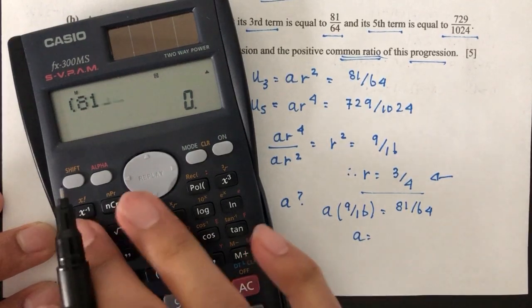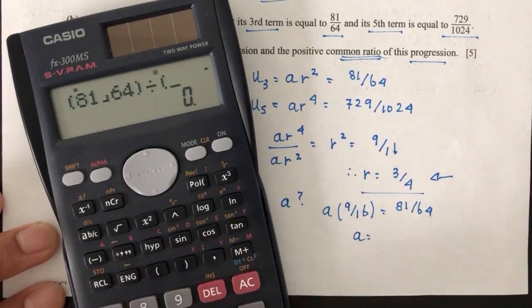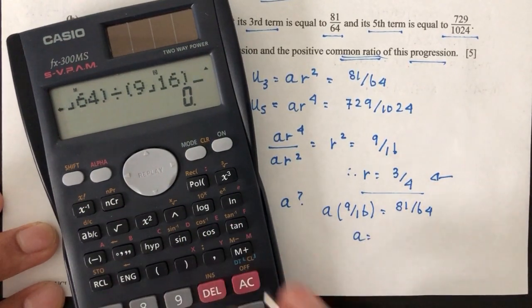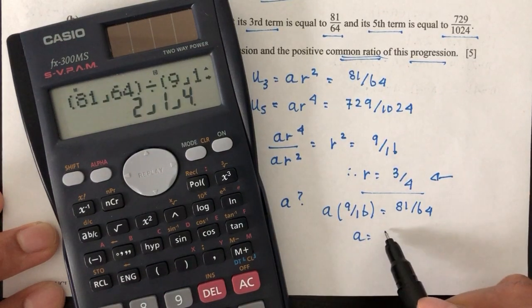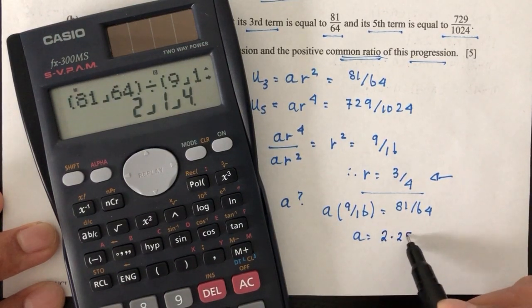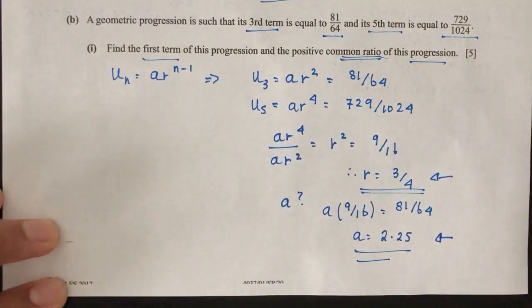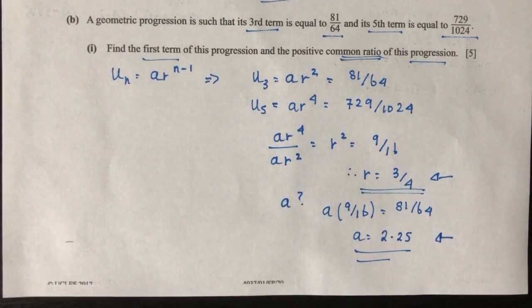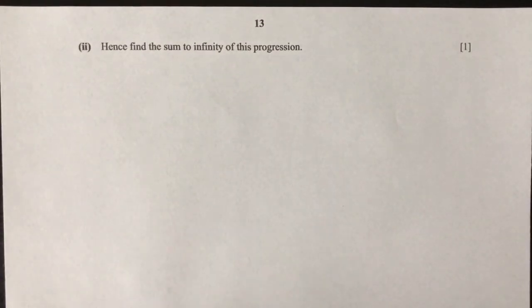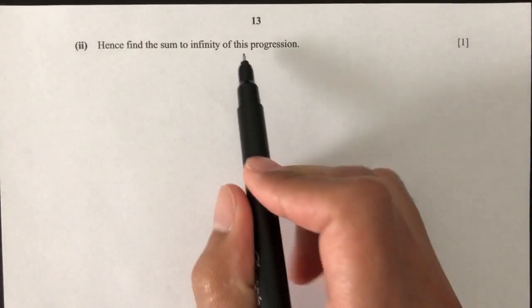81 over 64 divided by 9 over 16. That should give me 2.25. That's the value of a. Okay, now moving on to part 2 for this question B. It says, hence find the sum to infinity of this progression.